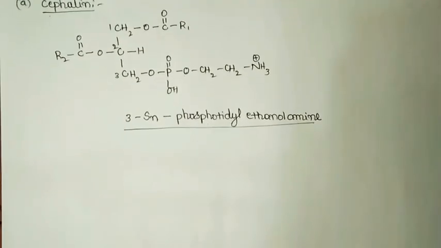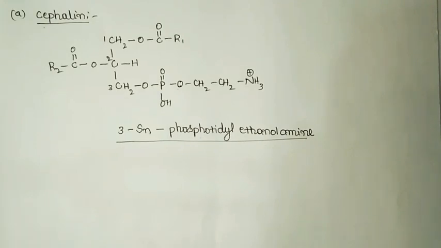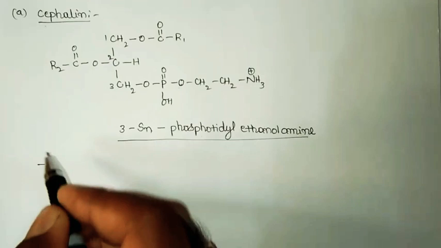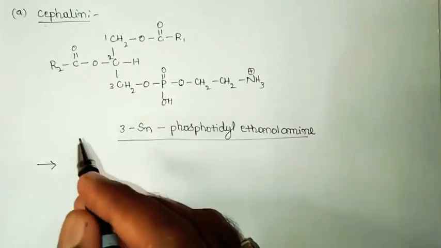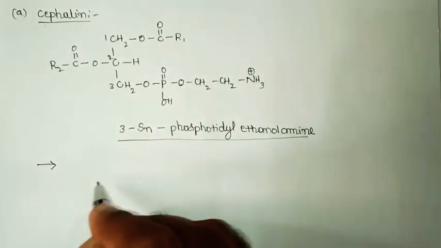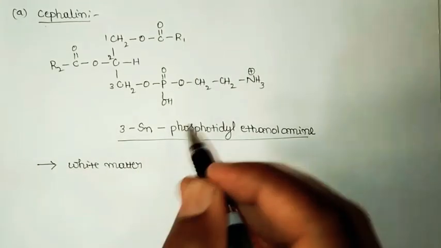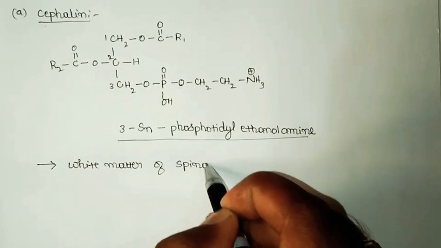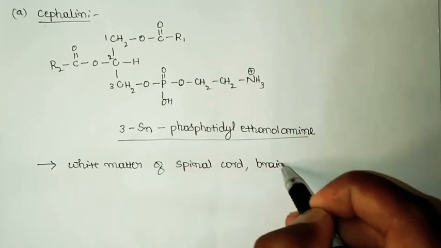Okay, and now we shall see what is the biological importance of this cephalin. This cephalin is actually present in all the living cells, and in human physiology this cephalin is mainly found in the white matter. It is mainly present in the white matter of the spinal cord as well as the white matter of the brain.